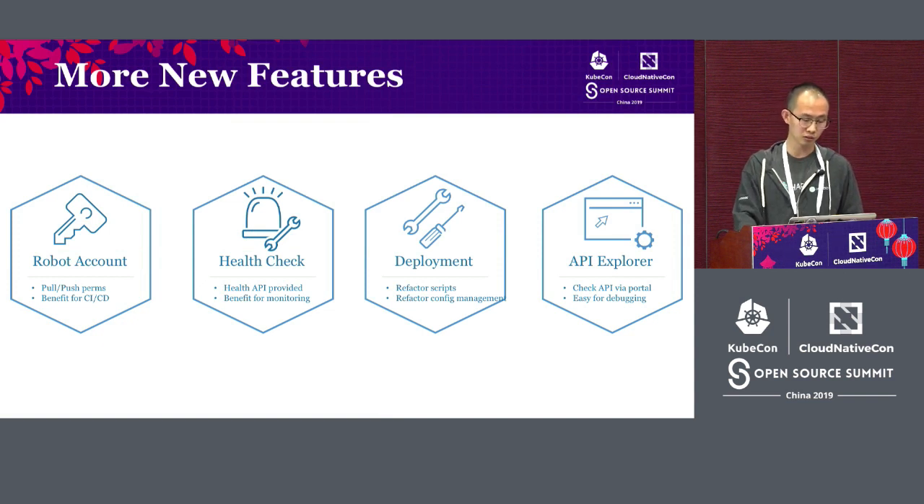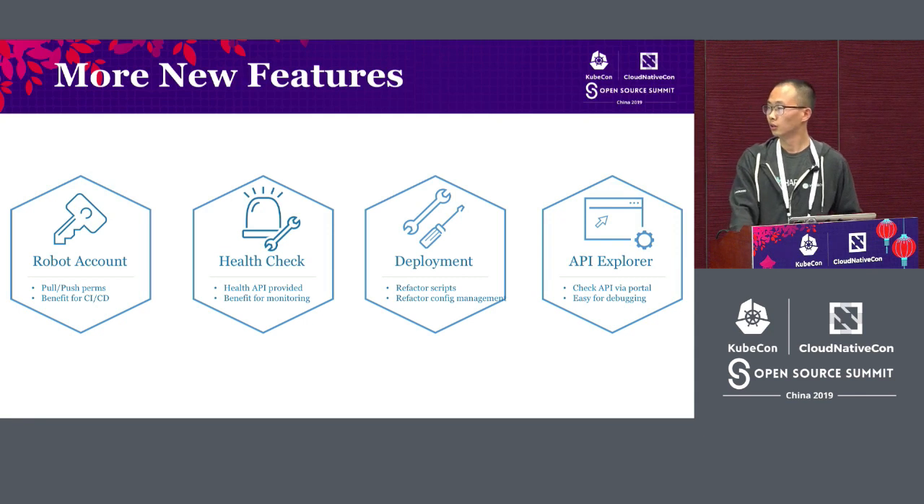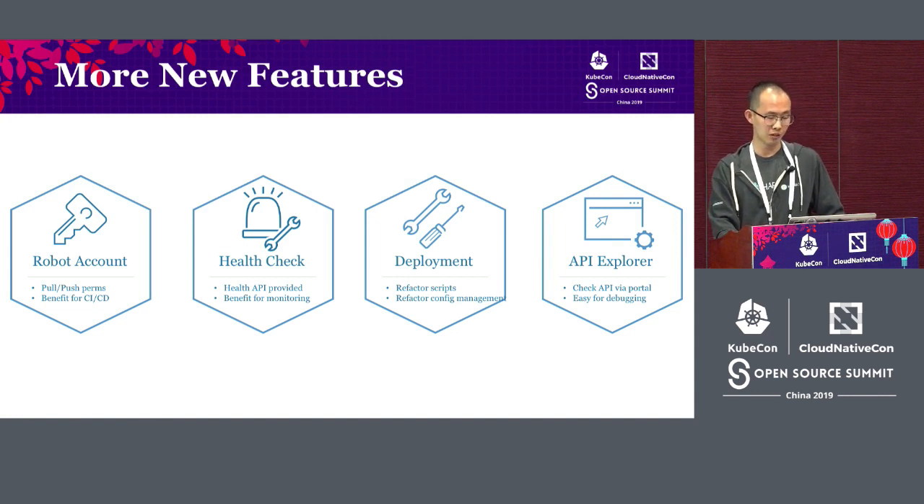And there are other new features. Some have already been mentioned. First is Robot account. Users can set up Robot accounts and empower them with different push authorities so as to better integrate with the CI/CD. Second is a health check to provide a uniform API to check the status of the Harbor system. And the third is we refactored deployment scripts, and key value is replaced by YAML format, which can describe structured data in a better way.